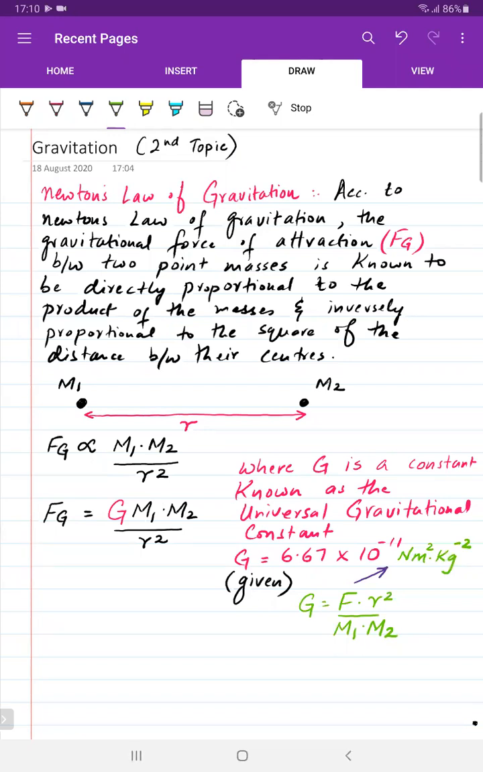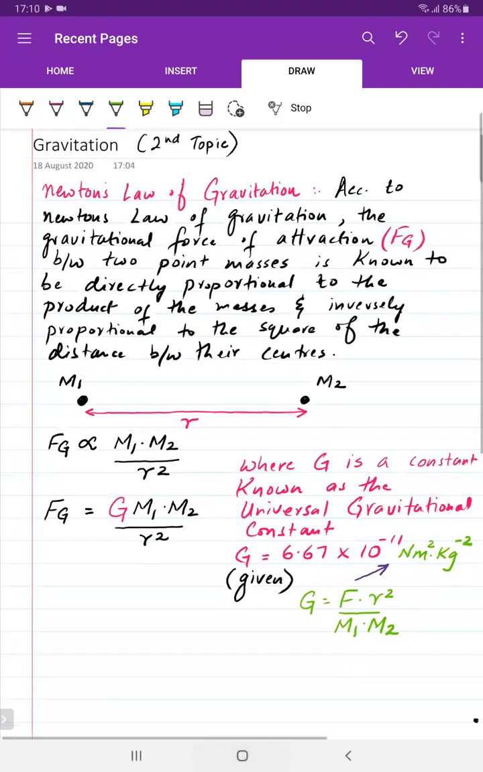So the universal gravitational constant in this case is denoted by the symbol of capital G. Its value is fixed as 6.67 times 10 to the power of -11. Its units can be worked out as follows. So in this case, it is Newton meter square kg -2. And the formula works out to be as shown.